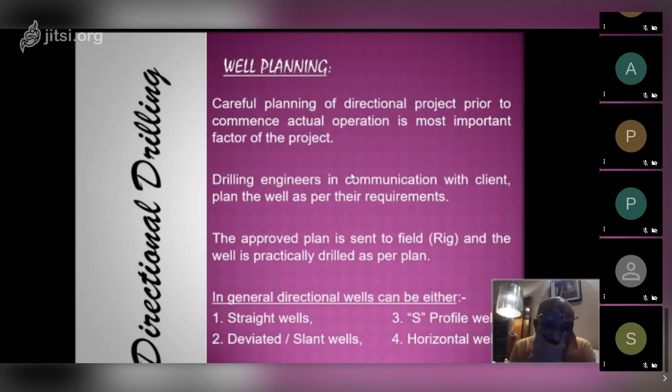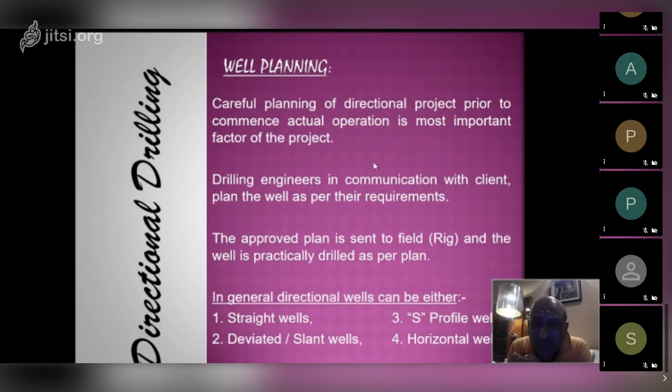So in general, directional wells can be straight wells, deviated or slant wells, S profile wells, and horizontal wells. It's not very difficult to understand these different profiles. So deviated or slant wells. Deviated means it's not a high angle well. We can say 20, 30 degrees. When it goes to more than 40, 50 degrees, then we call it highly deviated wells. Then S profile. So let's say we start drilling vertical, then build angle, then drop angle, then further drop it. So basically, it makes an S profile.